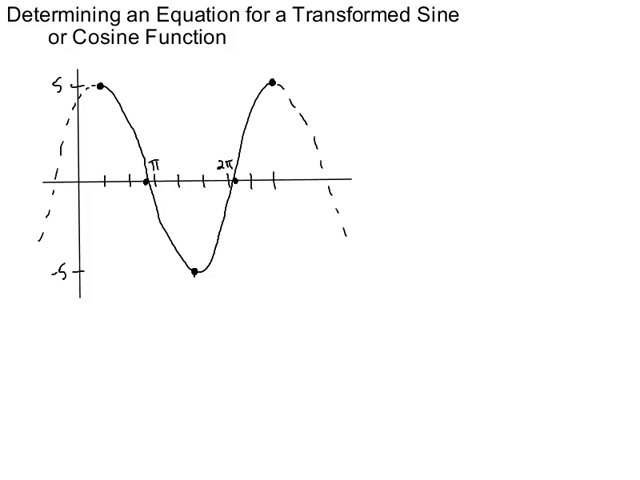Okay, so here we're going to look at determining the equation for a transformed sine or cosine function. We're going to go backwards and start with the graph and then try to get the equation. So we'll do as much as we can here just by looking at it.